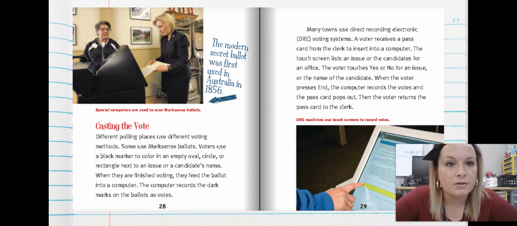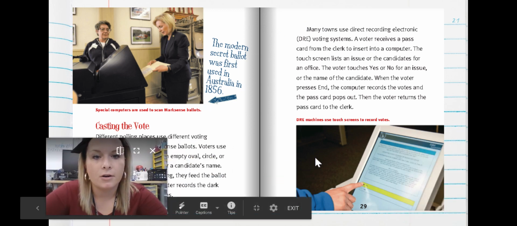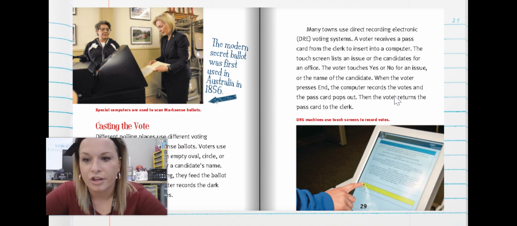Many towns use direct recording electronic, so DRE, voting systems. A voter receives a pass card from the clerk to insert into the computer. The touchscreen lists an issue or the candidates for an office. The voter touches yes or no for an issue or the name of the candidate. When the voter presses end, the computer records the votes and the pass card pops out. Then the voter returns the pass card to the clerk. So these DRE machines use touchscreens to record their votes.